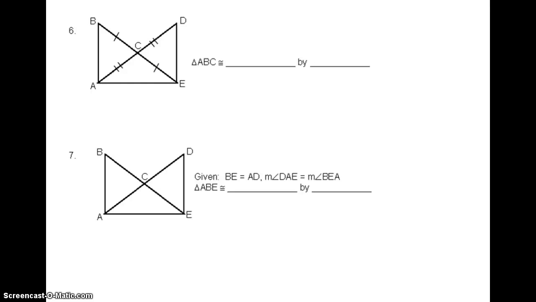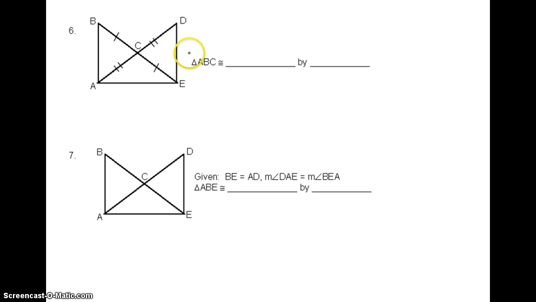Number 6. We have these. They look like they're overlapping, but let's check. Let's look at our statement up here. We've got triangle ABC. That's just this triangle over here. So they're not going to be overlapping.